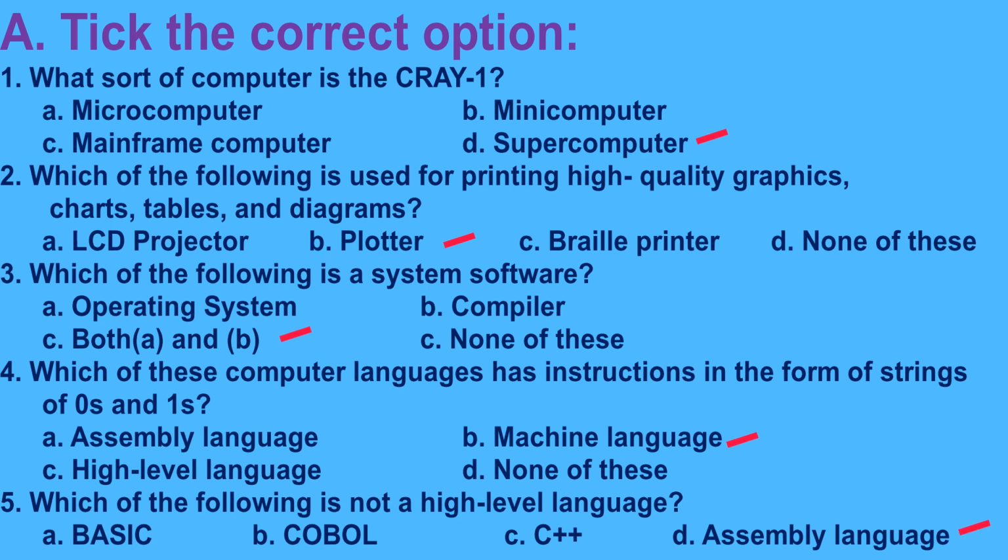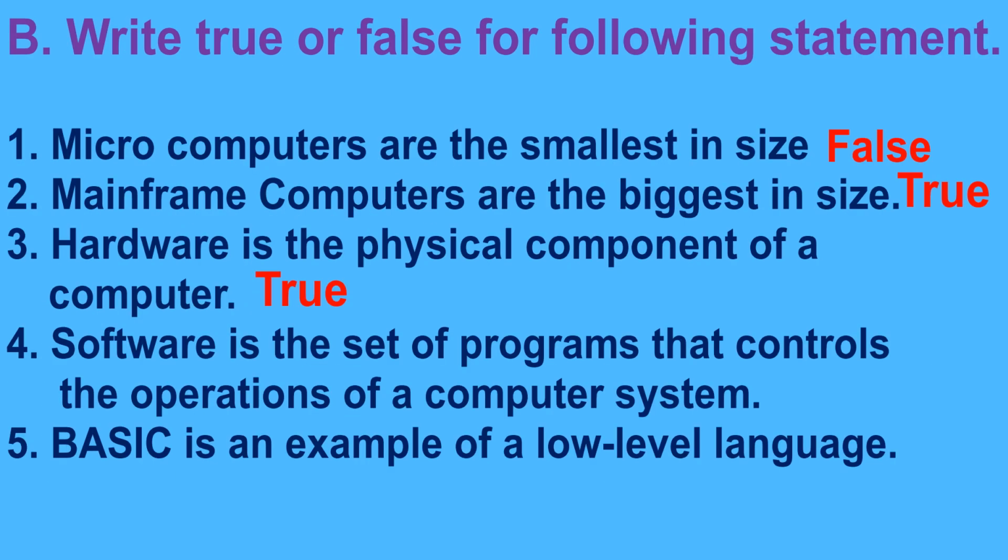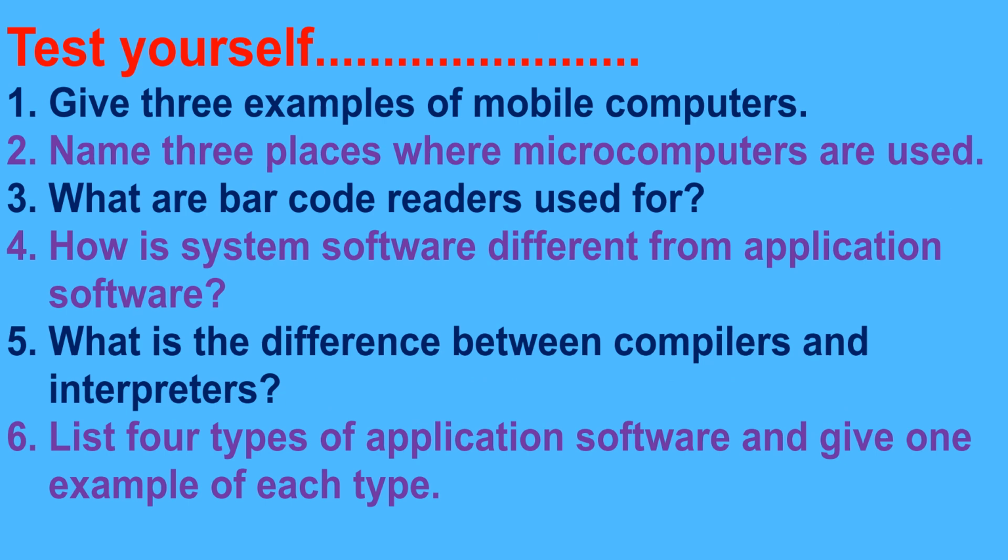Now let's move on to write true or false. First question is, software is the set of programs that controls the operations of a computer system. And it is true. Second question is, BASIC is an example of low-level language. It is false. Here are some interesting questions for y'all.